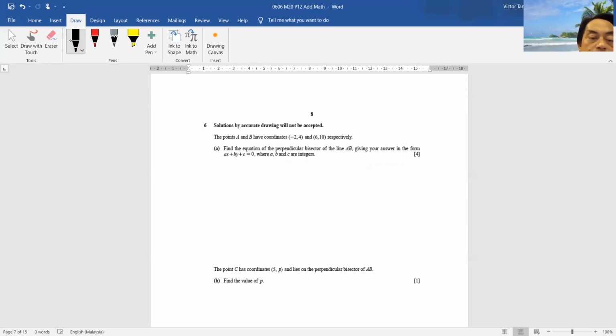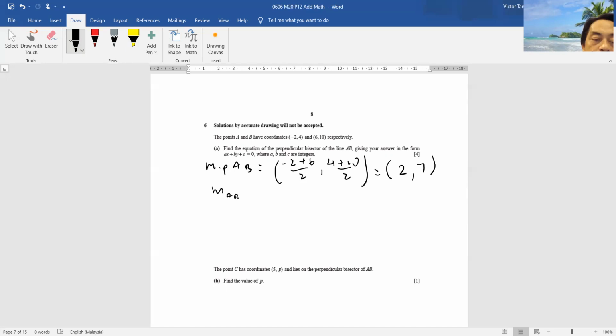Okay. So midpoint AB equals minus 2 plus 6 over 2, 4 plus 10 over 2, which is 4 over 2, which is 2, 14 over 2 is 7. Gradient of AB equals 10 minus 4 over 6 minus 2, which gives you 6 over 8, 3 over 4. So the gradient of the perpendicular will be the negative reciprocal.